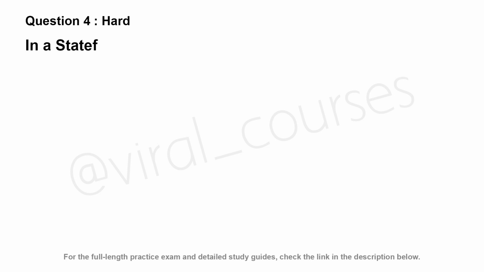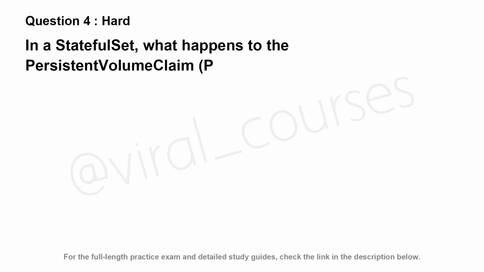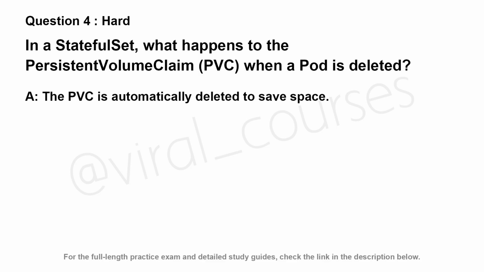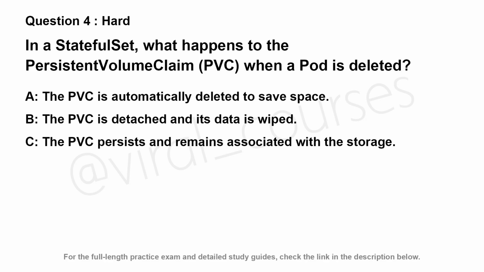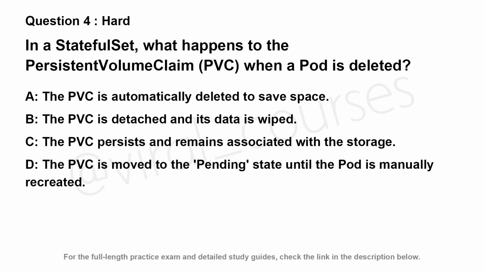In a StatefulSet, what happens to the persistent volume claim, PVC, when a pod is deleted? Option A, the PVC is automatically deleted to save space. Option B, the PVC is detached and its data is wiped. Option C, the PVC persists and remains associated with the storage. Option D, the PVC is moved to the pending state until the pod is manually recreated.